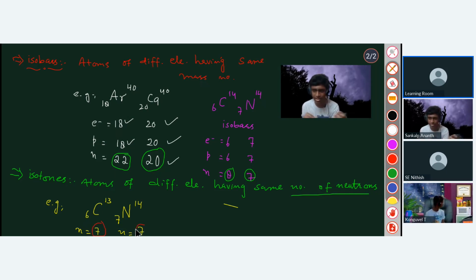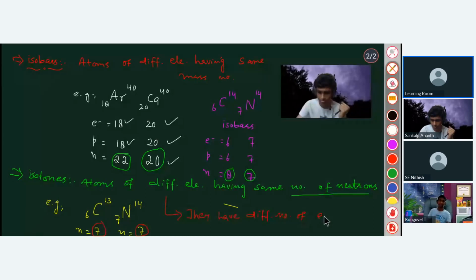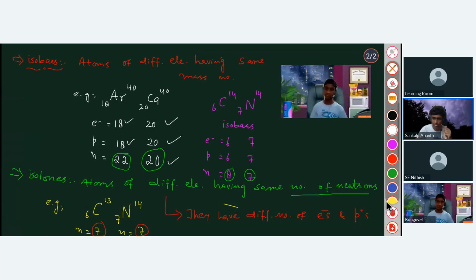Got it? Yes, sir. But they will have different numbers of protons and electrons. Remember that. Got it? Yes, sir. Okay, so shall I move to the next page? Yes, sir.